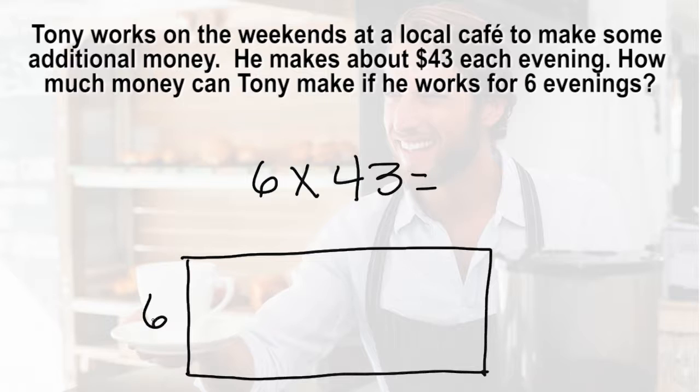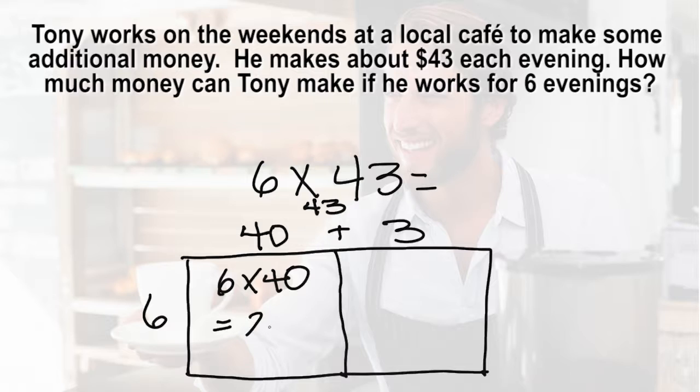So I draw my rectangle and label the row and columns of 6 and 43. Then I decompose 43 into tens and ones, 40 plus 3. Now I draw a vertical line to separate the tens and the ones. Now I do the math. I calculate the tens by multiplying 6 times 40. Then I calculate the ones by multiplying 6 times 3.